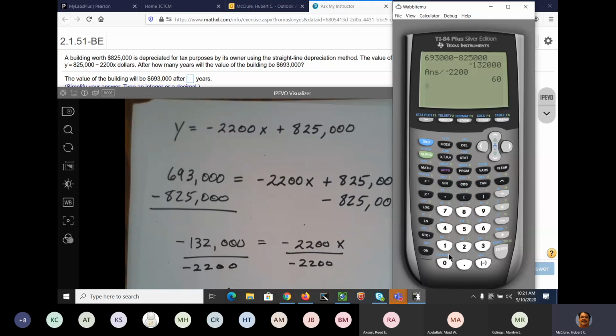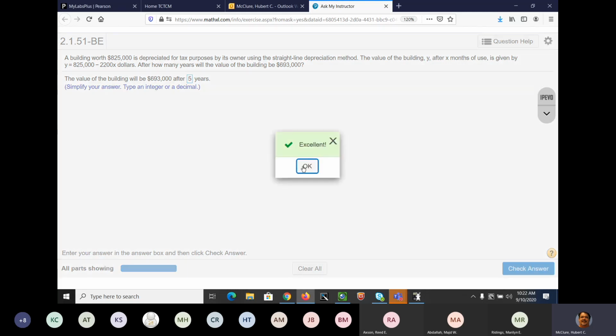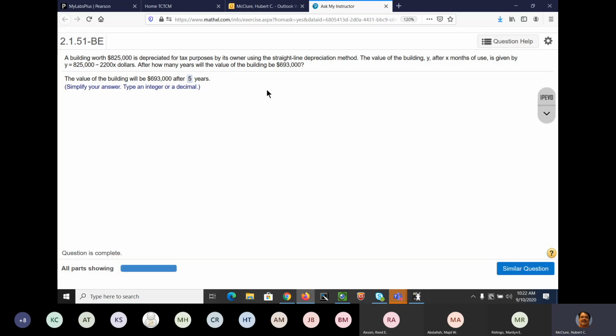So in 60 months, I guess that's what they want. See, okay, years. So 60 divided by 12 would be 5 years, wouldn't it? Yeah, 5 years. Excellent. And you should feel good about yourself. So that's 5 years.